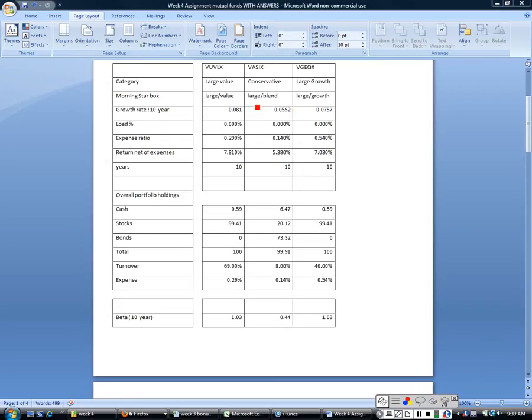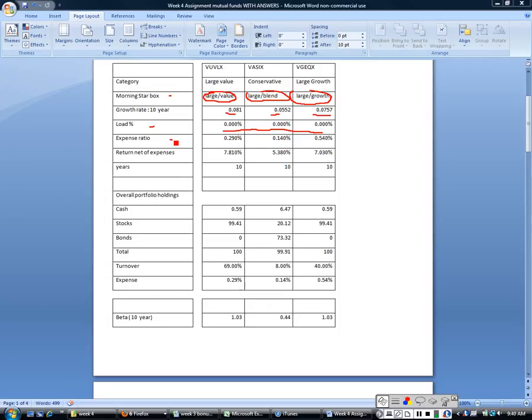for the data. Again, I asked you to go look at it from the Yahoo fund. The Morningstar box: this one is a large value fund, as you saw. This is a large blend fund. This is a large growth fund. 10-year growth rate 8.1%, 5.5%, 7.5%. Load, which means is there any commission upfront when you buy the fund? And all these are no load funds.